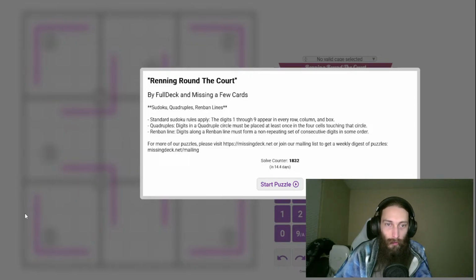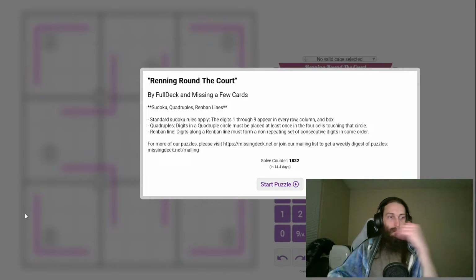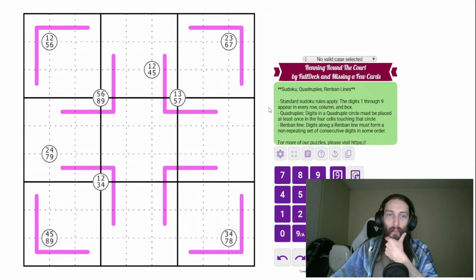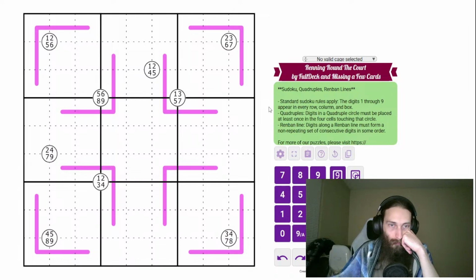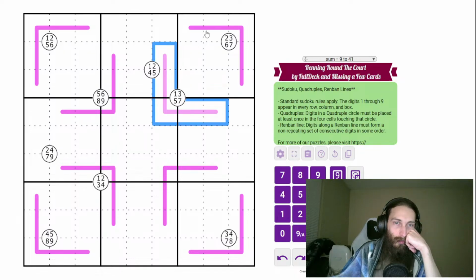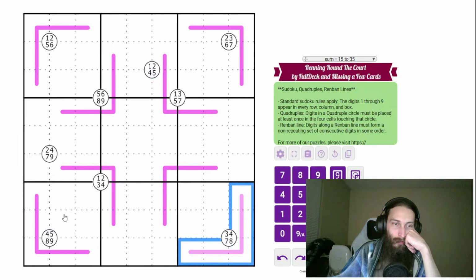Quadruples. Digits in a quadruple circle must be placed at least once in the 4 cells touching that circle. Renban line. Digits along a Renban line must form a non-repeating set of consecutive digits in some order. Alright, let's get started. Well, this is a 5-cell. In fact, all of these are 5-cell Renbans.